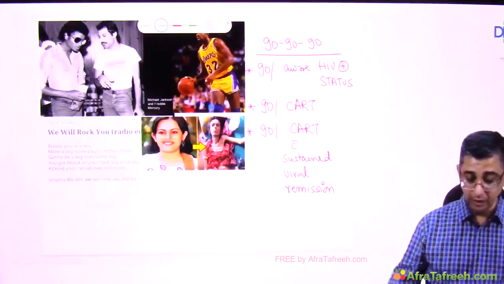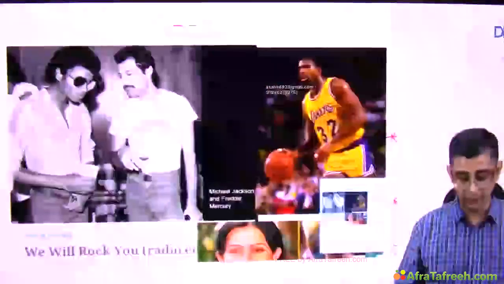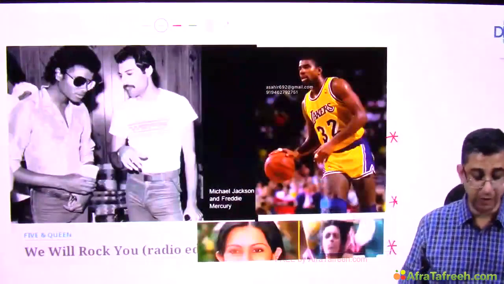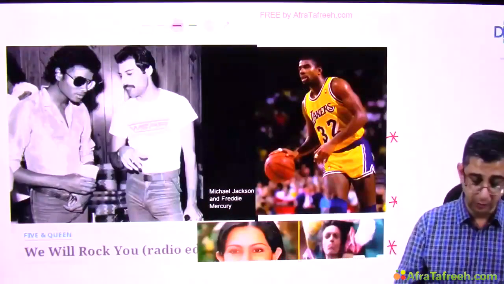And well, I have just shown you a couple of images of celebrities who have suffered from AIDS. One, I think you can identify, Michael Jackson. Well, Michael Jackson died of a drug overdose, and that was propofol.